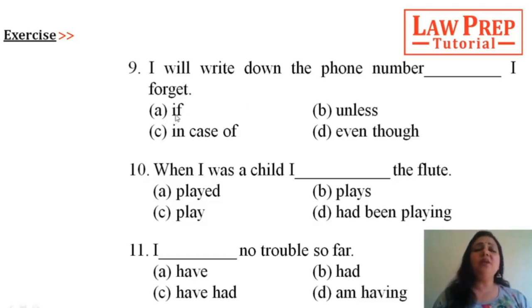I will write down the phone number if I forget, unless we'll have a second part negative which is not there, and in case of "is not" used, "even though" is used in an opposite condition. Even though he studied, he failed. That is a contrasting conjunction.